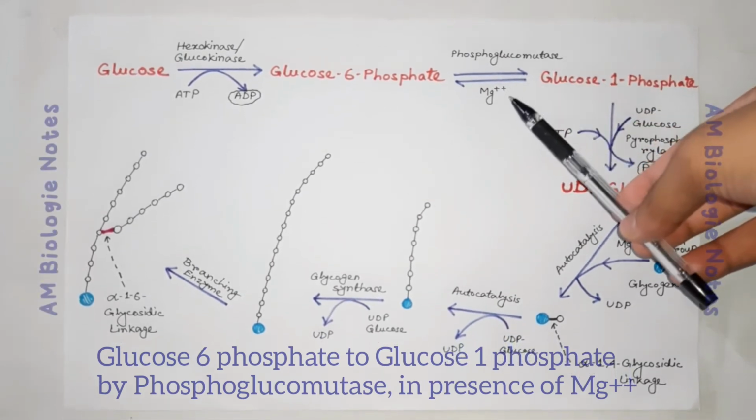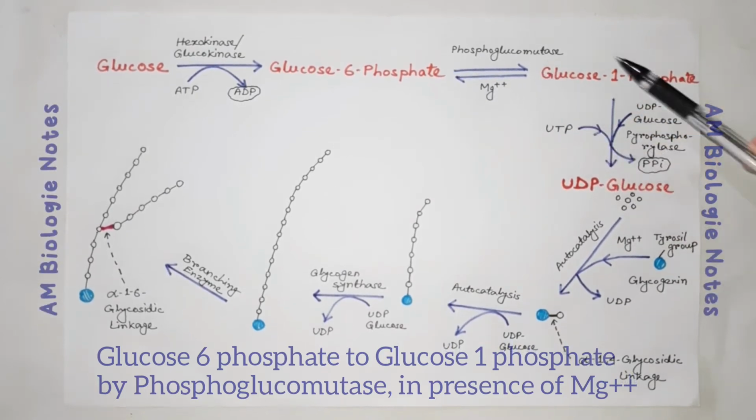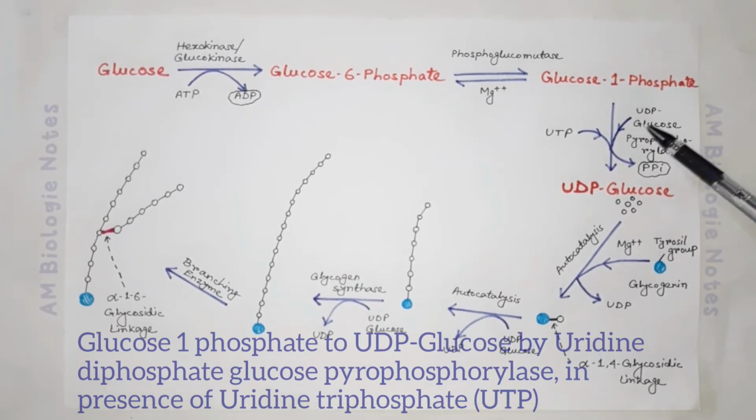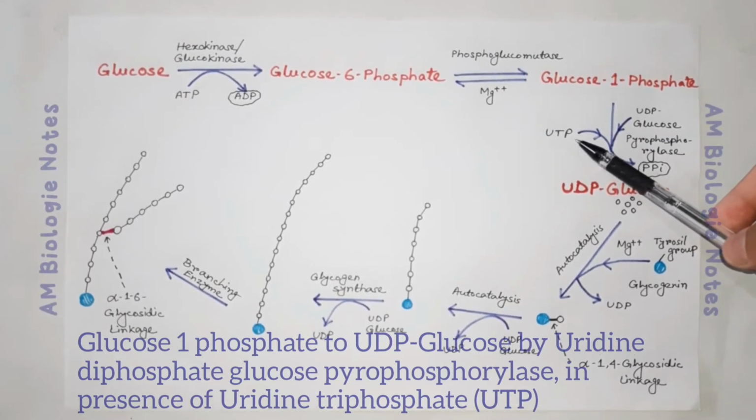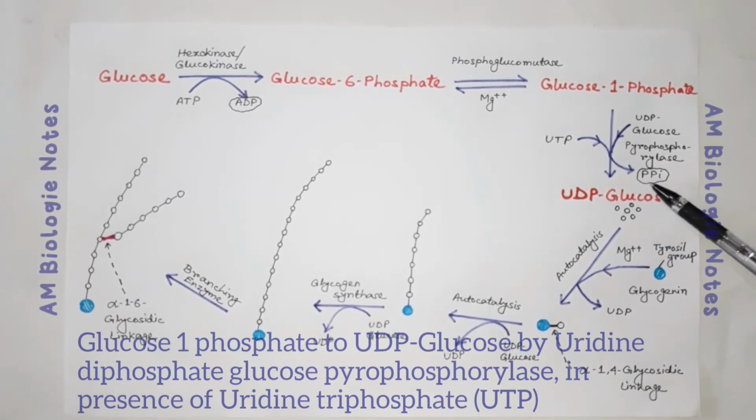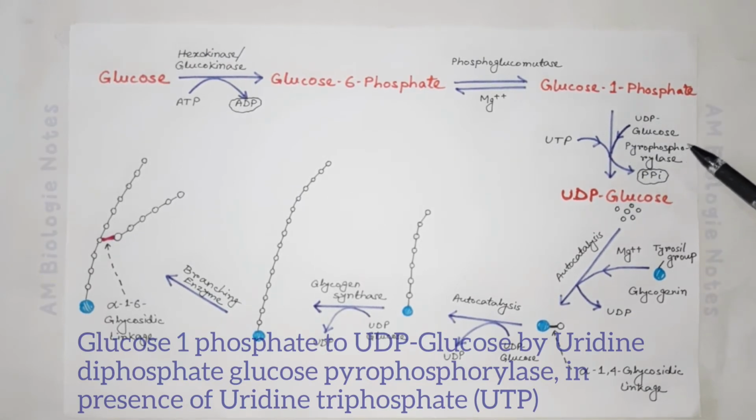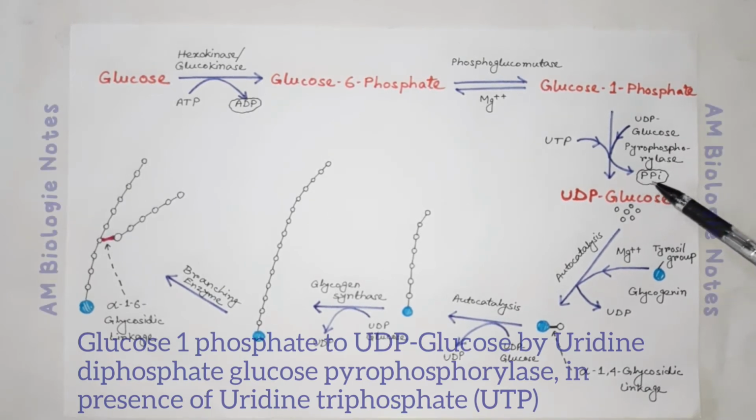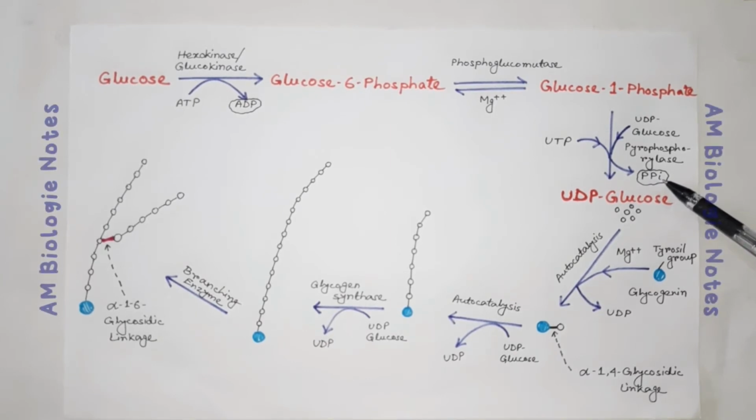Phosphoglucomutase requires magnesium ion. The reaction is reversible. In step 3, glucose 1-phosphate reacts with the high energy nucleotide uridine triphosphate to give uridine diphosphate glucose and pyrophosphate. The reaction is catalyzed by uridine diphosphate glucose pyrophosphorylase. Inorganic pyrophosphate is rapidly hydrolyzed by the action of pyrophosphatase.